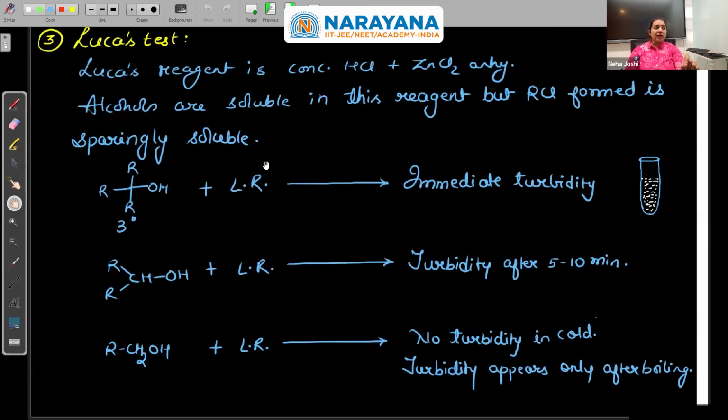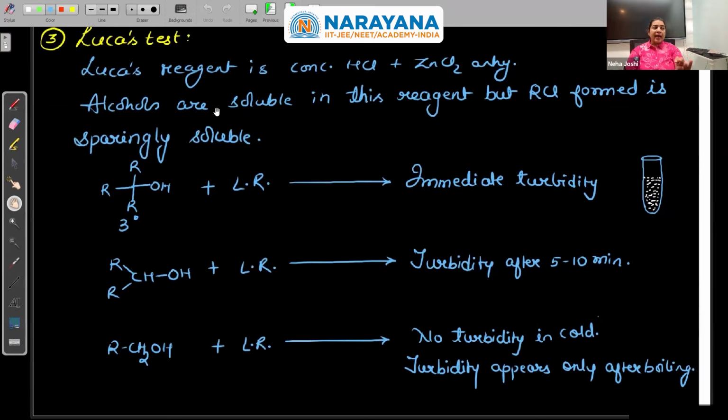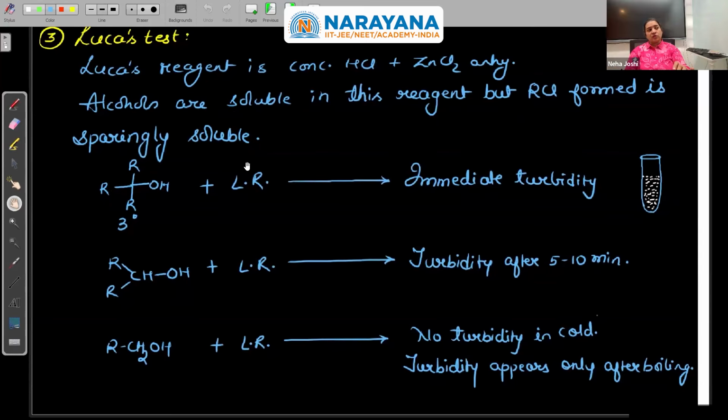Then comes the Lucas reagent test. Lucas reagent is concentrated HCl plus anhydrous ZnCl2. Alcohols are soluble in this reagent. Now see, the reagent is HCl and ZnCl2. We are not having any water. Conditions are anhydrous, clearly written that it is anhydrous. ZnCl2 is present in concentrated HCl and now you are adding alcohol to it. When I add alcohol to this reagent, it is soluble.